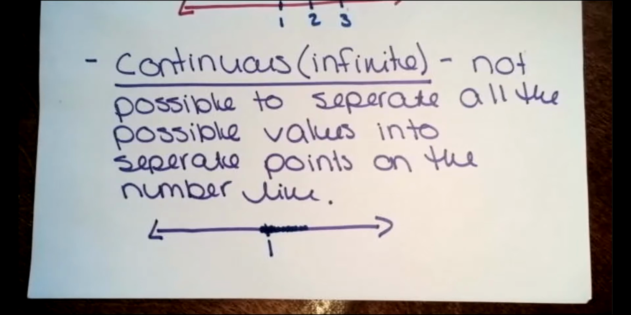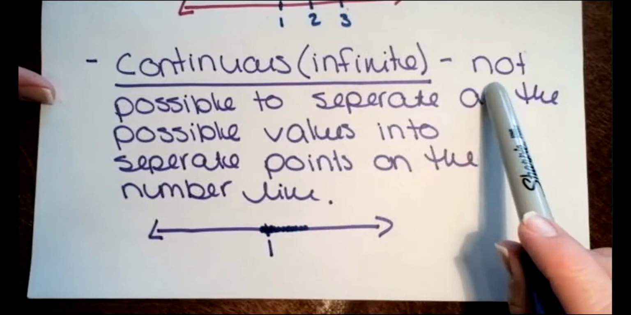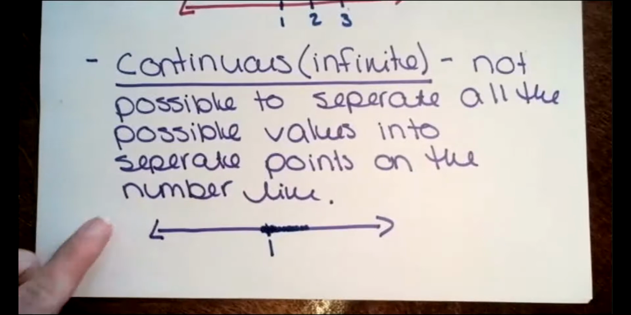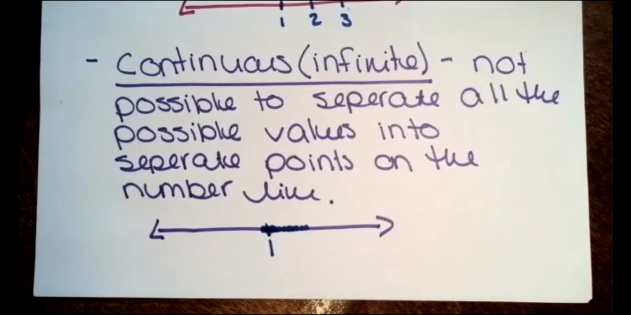So for example, what if I'm looking here and I say, okay, I want to measure the length of this statement. It's not possible to separate all possible values into separate points on the number line, okay? So maybe if I wrote this all out in a straight line, maybe it'd be 24 inches, right? But it's not just 24 inches. It might be 24.025679 inches, right? That's what I mean. It's not just one or like two or 1.5 even, you know? It's really stretching it out and really going in depth.